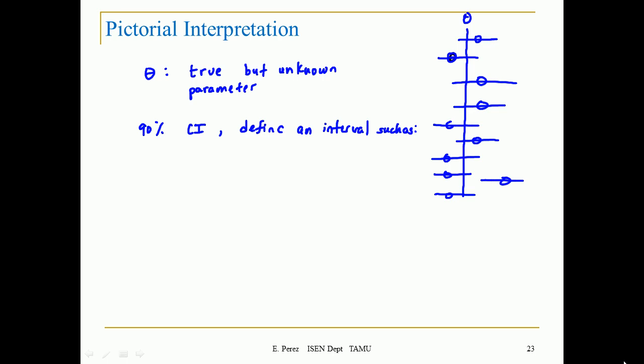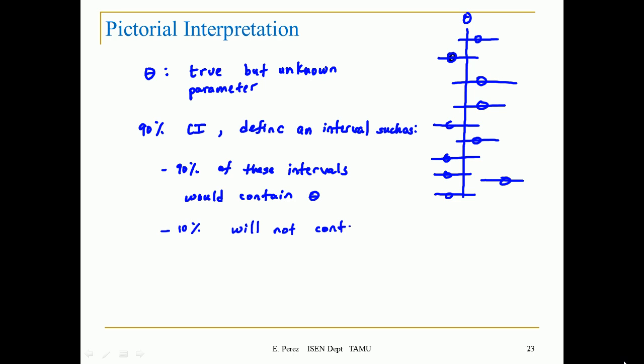So in this case, we have 9 of the confidence intervals containing that value, and one of them does not contain that true value. Okay, so that's what we're trying to do with the confidence interval. So 90% of these intervals will contain theta, and 10% will not contain theta.